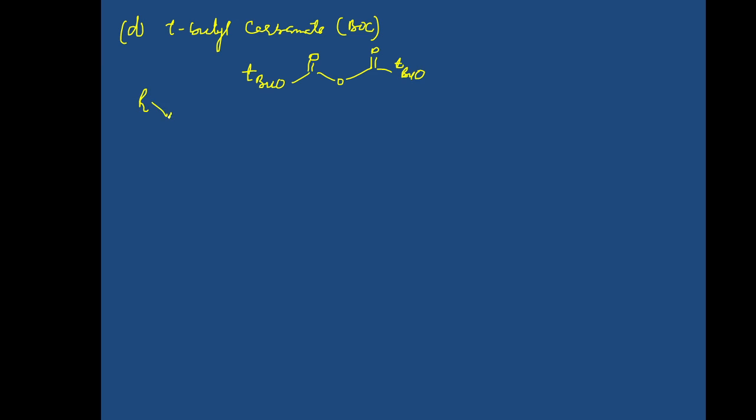So again we have an amine over here. Let me take a secondary amine. Basically a base will be required to abstract the proton. I'll take a base over here, pyridine or ammonia, and this will abstract the proton. We have a negative charge over here. It will attack over here. This is a very good leaving group.